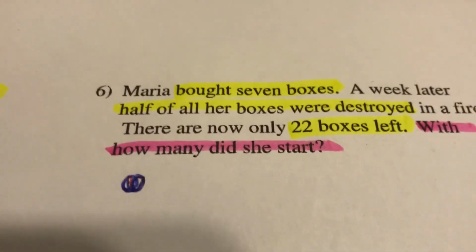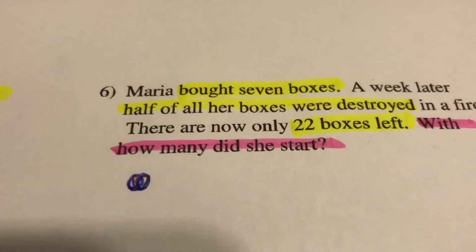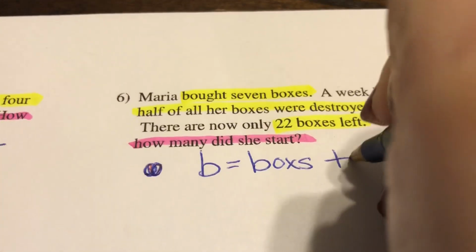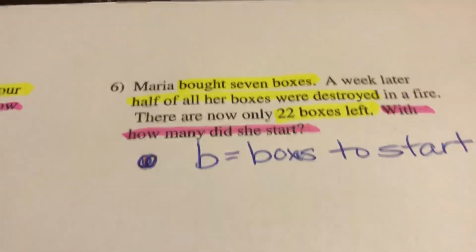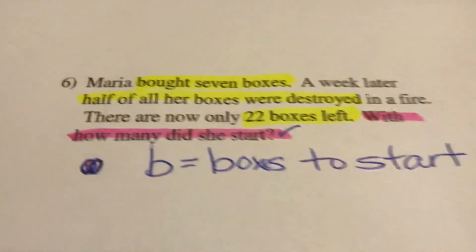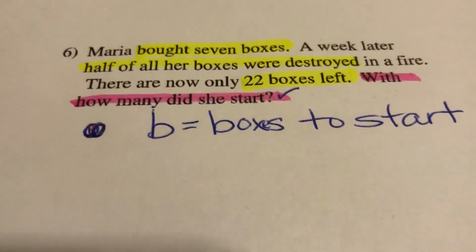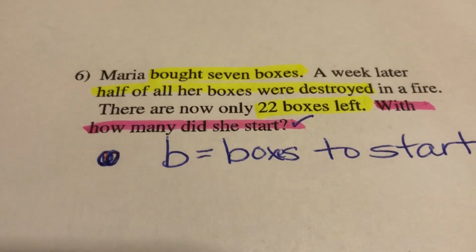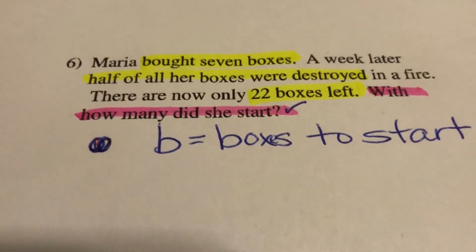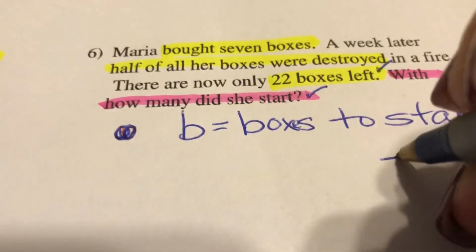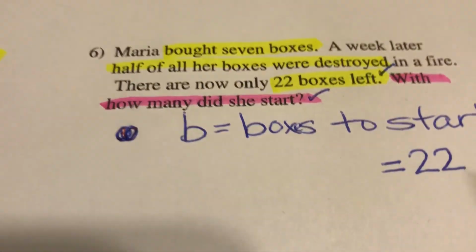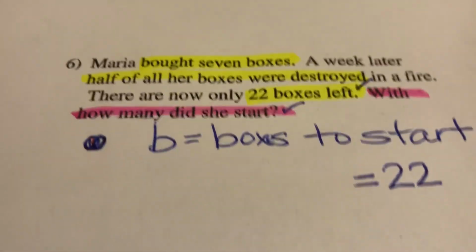get my variable. Well, my variable, it wants to know how many did she start. Well, they're talking about boxes. How many boxes did you start with? So I'm going to do B is equal to boxes to start. Then it says now there are only 22 left. So in the end, when everything is done, she has 22 left. So that means when everything is done, it equals 22. Okay?